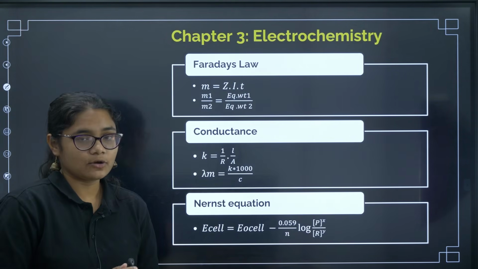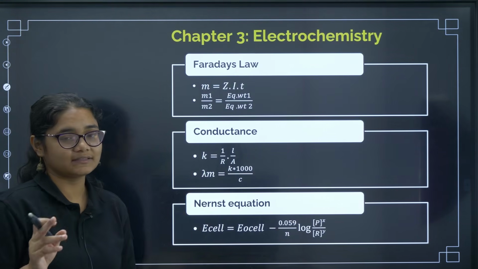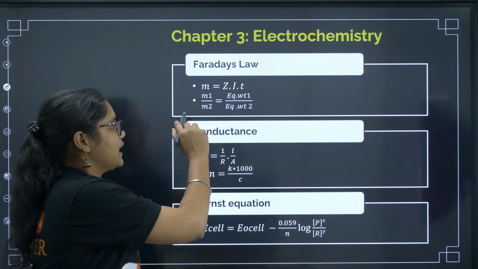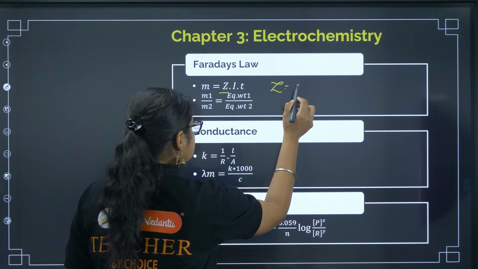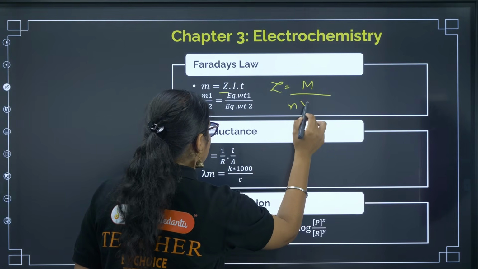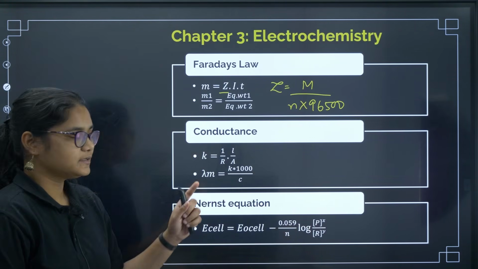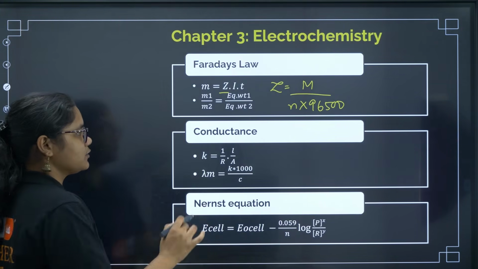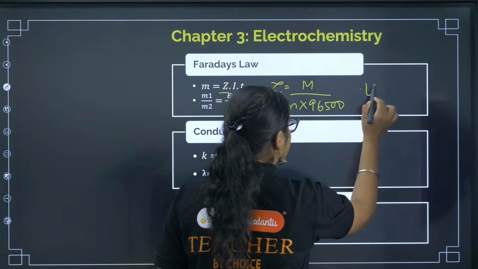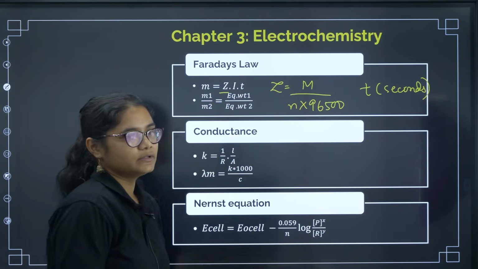Now coming to the next topic from your PU2, that is electrochemistry. The first important formula that is asked is from Faraday's law. So m is equal to Z into I into t. What is Z here? Z is equal to molar mass by n into 96500, where n is the number of electrons used. Here I is current, and t should be in seconds. It is mandatory, you must convert it into seconds.